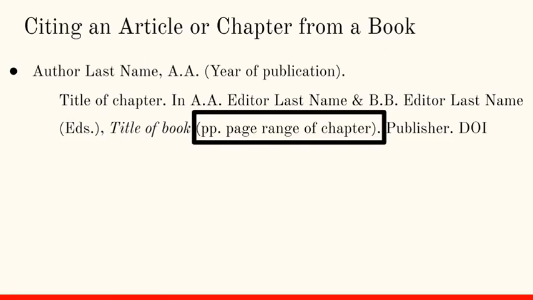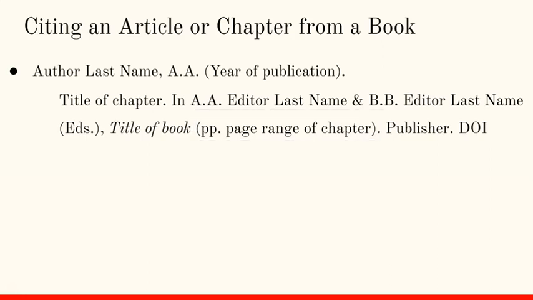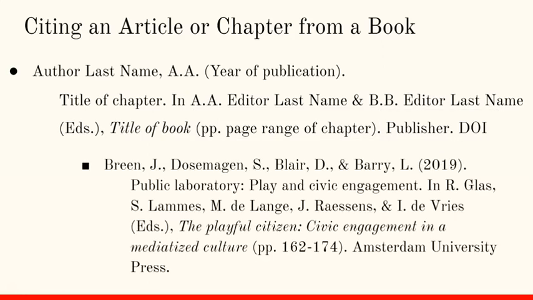Unlike when citing a journal article, you must include the abbreviation lowercase pp before the page numbers when citing an article in a book. This is ended with a period. The publisher and DOI appear as previously shown. Here's an example of a book article citation. You can see that this type of citation is a bit longer than a book citation, with added information of the editors and the chapter title.